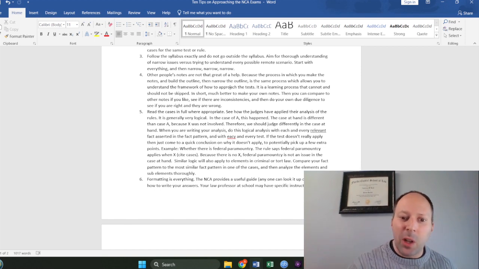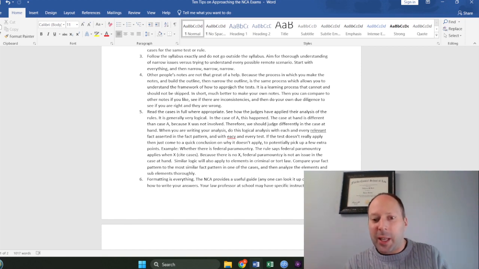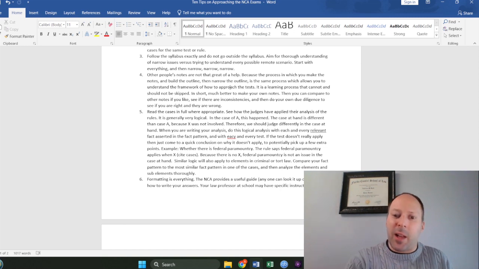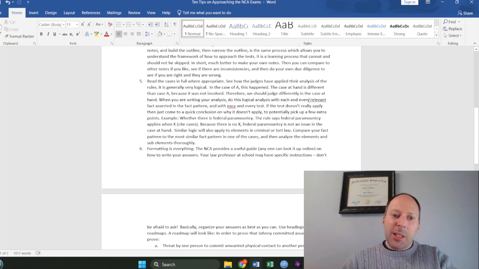Similar logic will also apply to elements in criminal or tort law. Compare your fact pattern to the most similar fact pattern in one of the cases that you've been assigned, and then analyze the elements and sub-elements thoroughly. Tip number 6, formatting is everything.